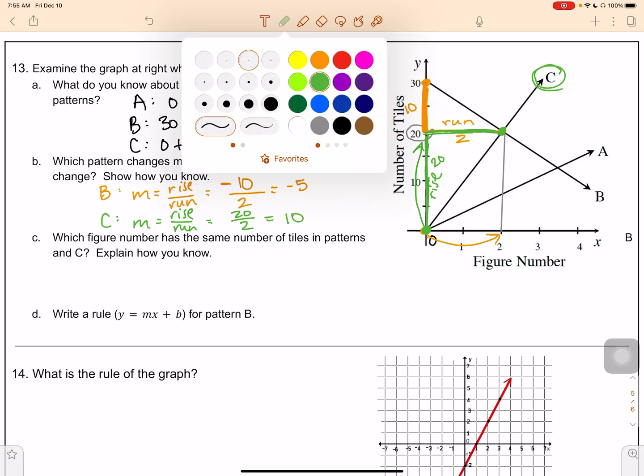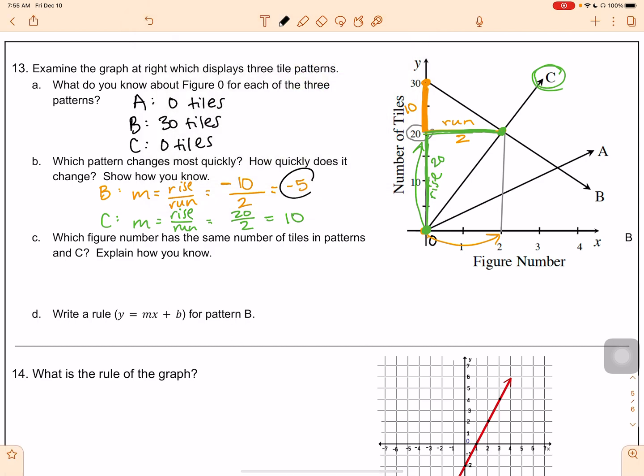So the pattern that's changing most quickly, even though this is a negative, that doesn't matter. If it was a negative 15, then that would be a steeper line than C, so then it would change more quickly than C does. But in this case, it's definitely pattern C that changes most quickly. It has the steeper slope. Okay. It says here, which figure number has the same number of tiles in patterns?